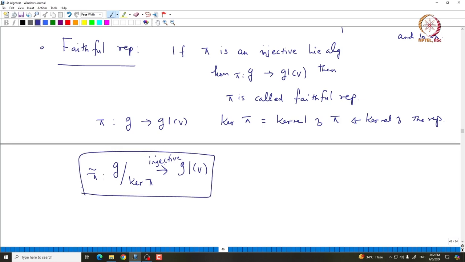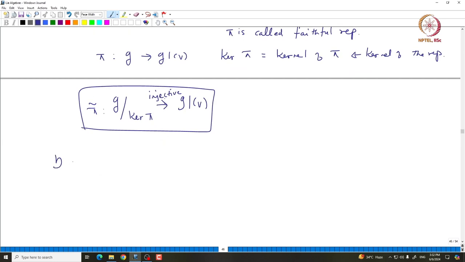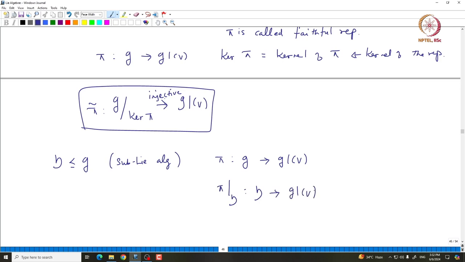Sometimes it will be important to go from a representation of one Lie algebra to another Lie algebra. For example, there is something called restriction. Suppose H is a sub Lie algebra of G, and you start with a representation of G. Then one can restrict this representation to H. So, pi restricted to H gives you a representation of H, which is also acting on capital V. This is called the restriction of pi to H.